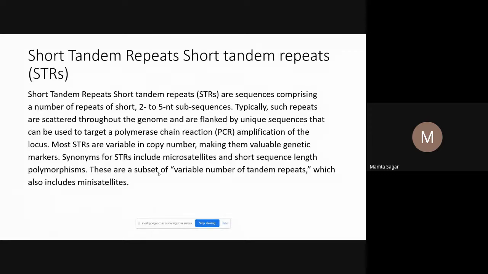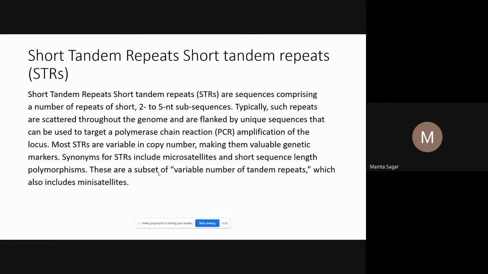That can be used to target polymerase chain reaction. It means that in PCR amplification, we can identify those. We can use those sequences in the identification of a gene, in the identification of the locus of a gene. If we have to identify a gene, we use those sequences as a marker. These are also used as markers in gene mapping or in the identification of the gene locus. Most STRs are available in copy numbers, it means copies, right? If it is 2 nucleotides, then the 2 nucleotide repeat and the 5 nucleotide repeat occur hundreds or thousands of times. It depends on the copy number, making them valuable genetic markers.